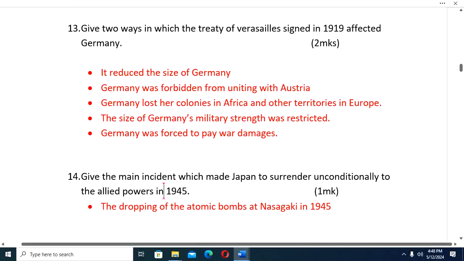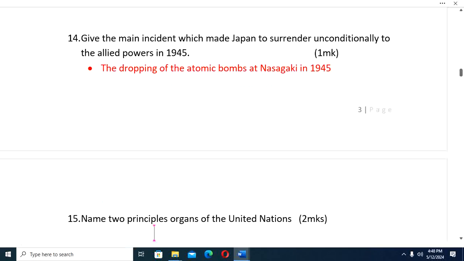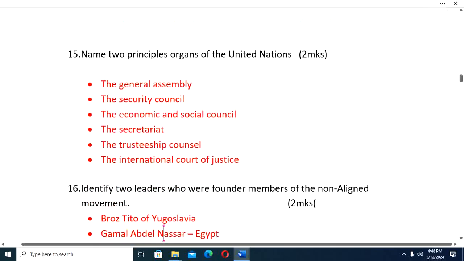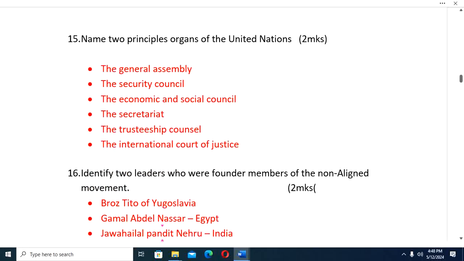Number 14, give the main incident which made Japan surrender unconditionally to the Allied powers in 1945. The dropping of the atomic bomb at Nagasaki in 1945.